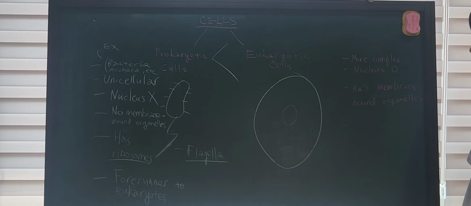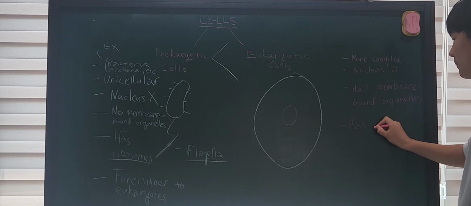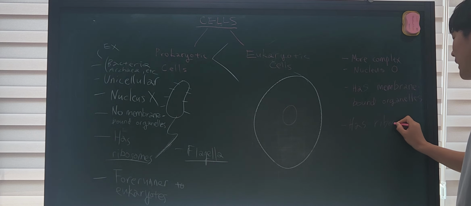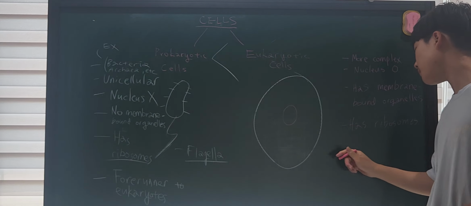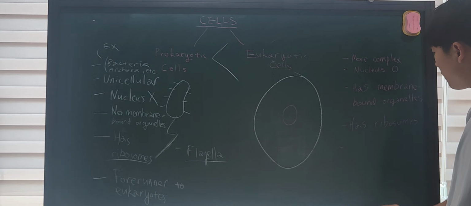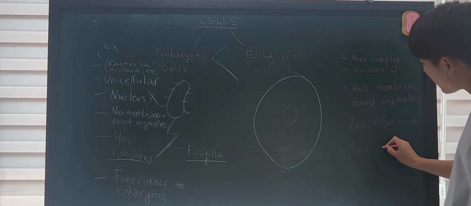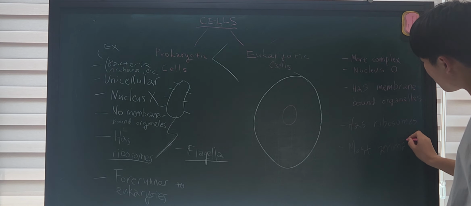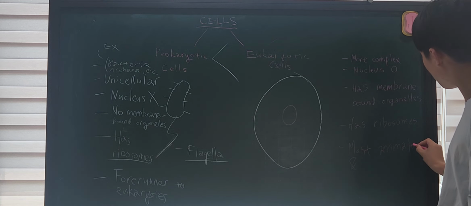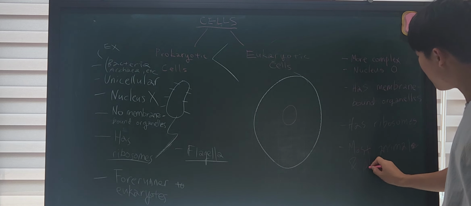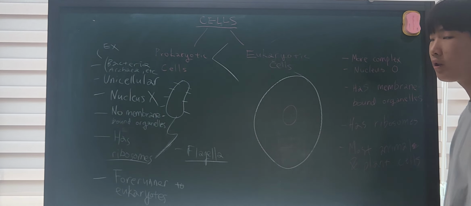And it has ribosomes. So that's a similarity to the prokaryotic cell. And most animal and plant cells are eukaryotic cells.